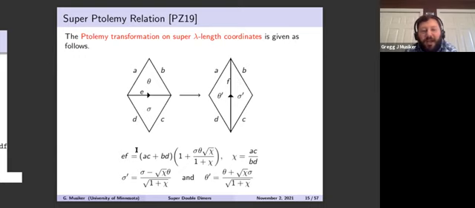And with that in mind, you get this algebraic relation that EF is not just AC plus BD, but the product involving mu invariants and a square root of the cross ratio. And you also get new mu invariants based on the new triangulation. And notice there's a sign that shows up, so that being on the left or the right of the oriented edge matters. So that's a super Ptolemy relation.